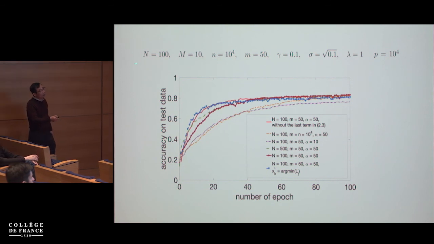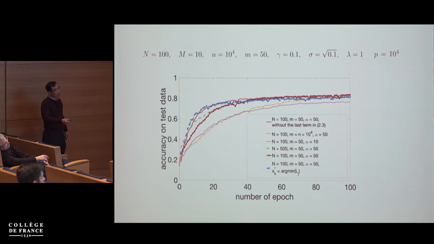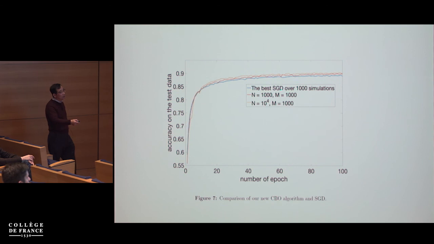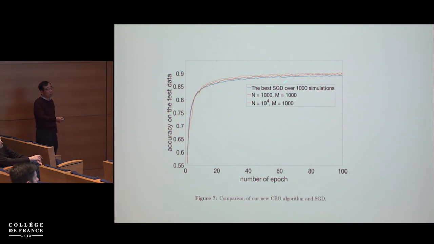If you just use 100 particles, we get about 80% correct, for all different parameters. If you increase the parameters and use 1,000 particles, then we get almost 90%, which is almost the same as the best stochastic gradient descent can give you, over 1,000 simulations.